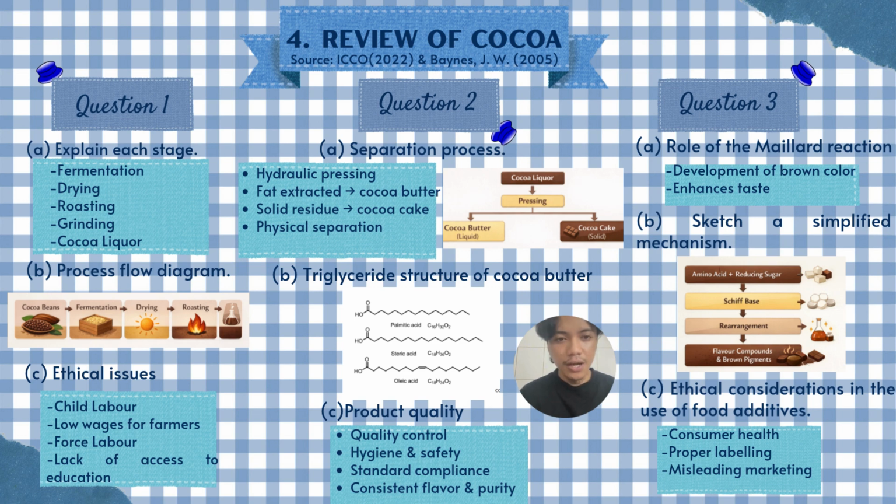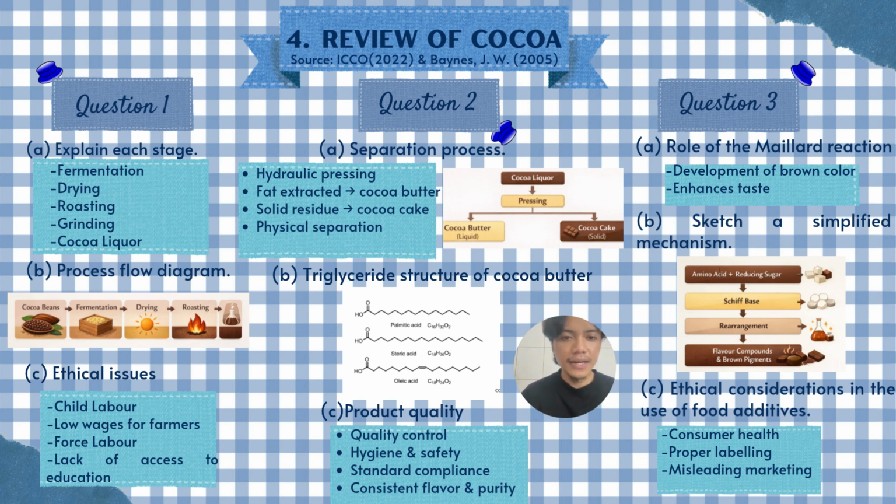For question number 3, I will talk about the Maillard reaction, which is a very important reaction in this process. The Maillard reaction is a chemical reaction between amino acids and reducing sugars that occurs during heating. It is responsible for the development of brown color, aroma and complex flavor in foods such as roasted cocoa, bread, and coffee. In cocoa processing, this reaction mainly happens during roasting, where flavor precursors formed during fermentation react to produce chocolate aroma compounds. This reaction enhances taste by creating nutty, caramel-like, and roasted flavors.